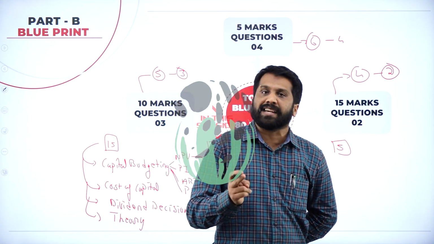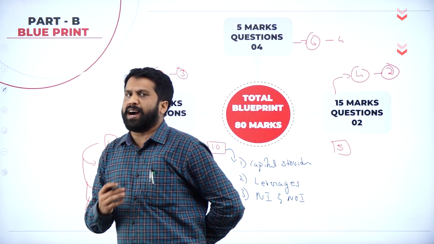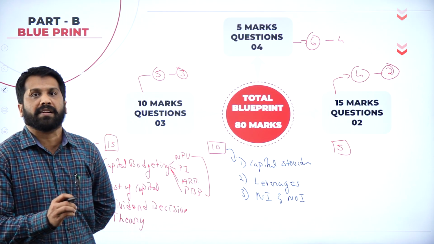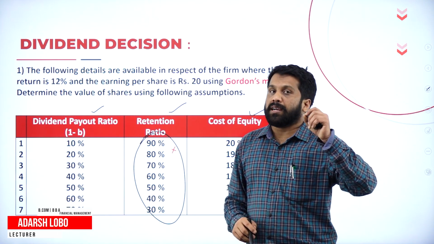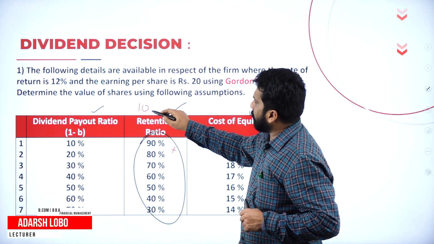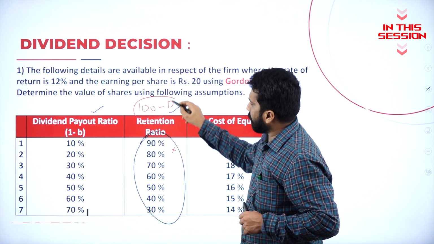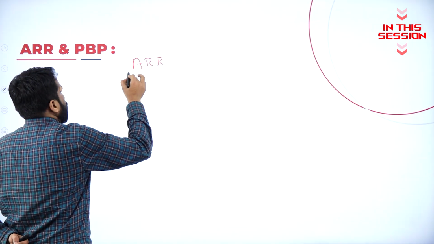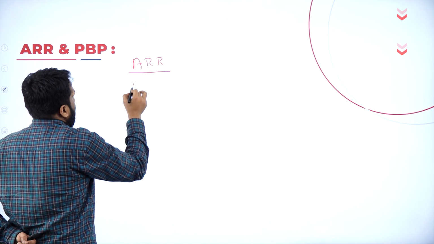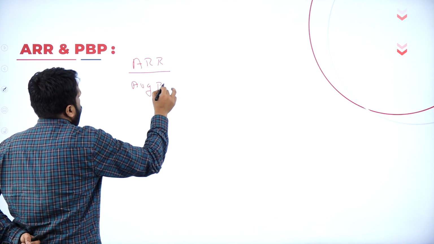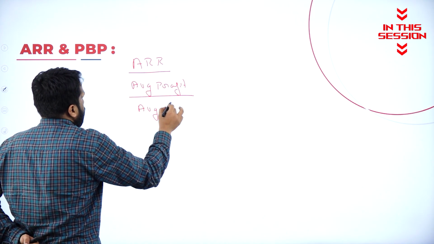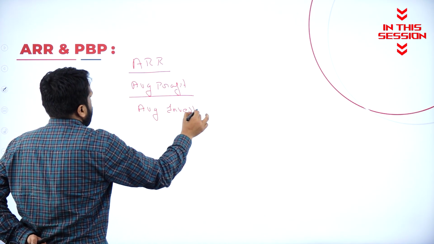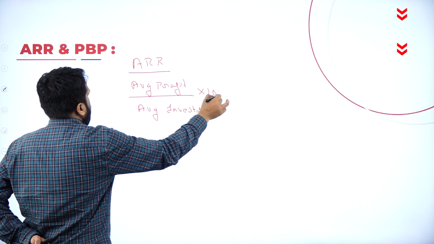NI approach means net income approach. NOI approach means net operating income approach. If retention ratio is not given, then what to do? Remember, 100 minus dividend. That is only retention. What is the formula of ARR? Average profit divided by average investment into 100.